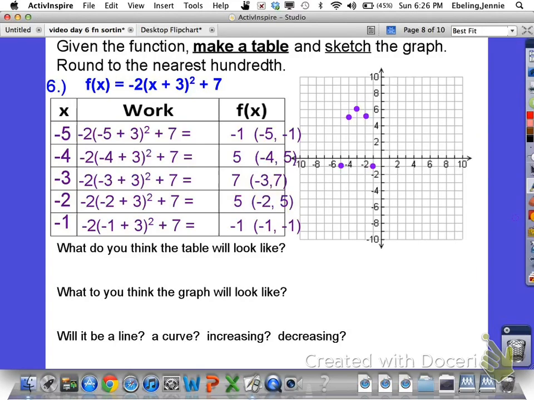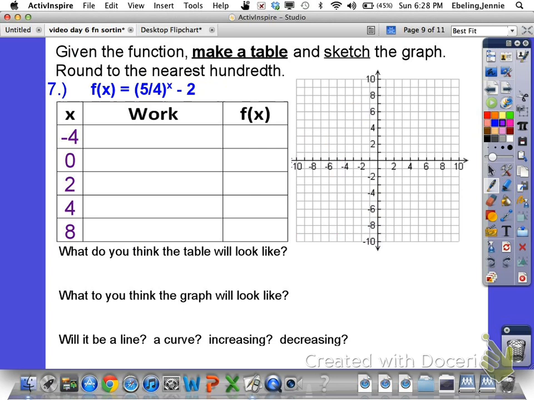Okay, check the table, see if your points match mine, and then take a look at the graph. Did you get your points kind of going in this U-shaped graph with an upside down U? Make sure you put arrows at the bottom of it.